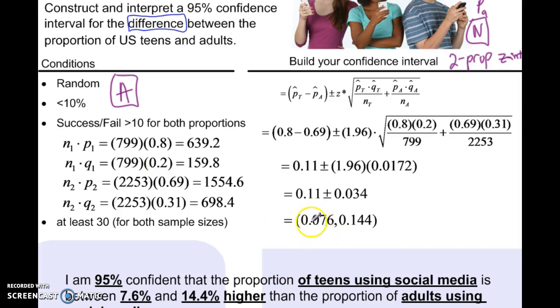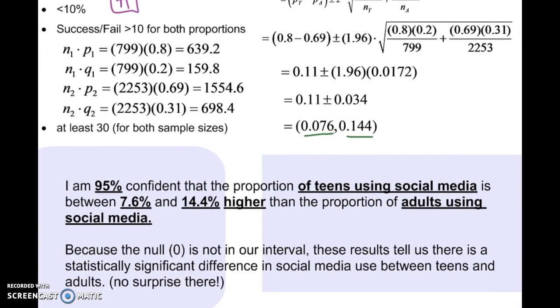This is our lower bound of 7.6% and upper bound of 14.4%. Because we did teens minus adults, we got two positive values here, which tells me that the proportion of teens is more than the proportion of adults, which we kind of knew from this. But it's interesting to me that both of those are above 0. So this is a significant result that we have. This is kind of our scripted response. This first part is very scripted.